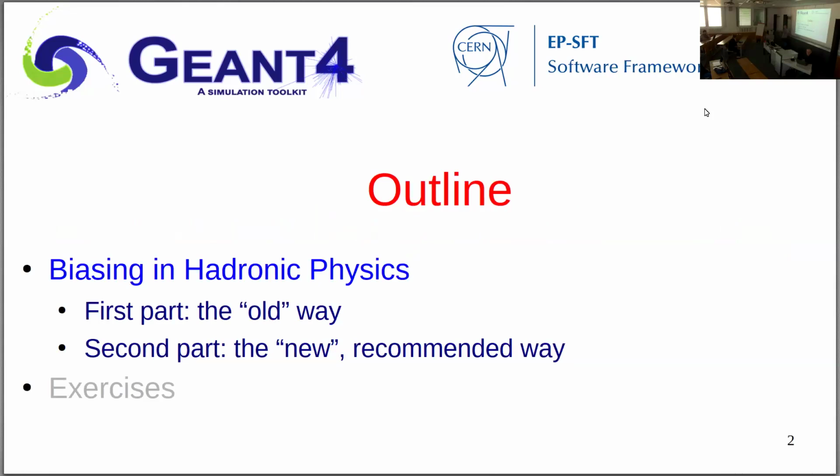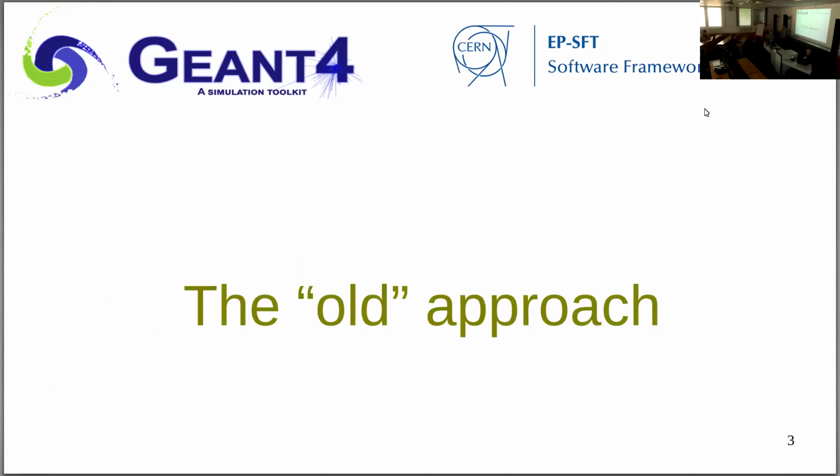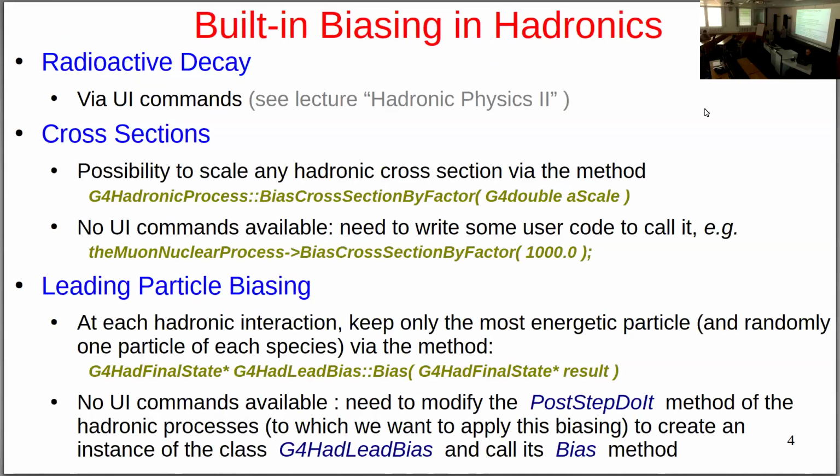So biasing is a way to get the results more quickly than in the normal way, which is called analog or unbiased way. So this is the old approach. Before this generic biasing that you will learn in the next lecture was introduced with version 11.0, 12 years ago, these were the built-in biasing possibilities that were present in hadronic, and still they are present, but not all of them are recommended to be used.